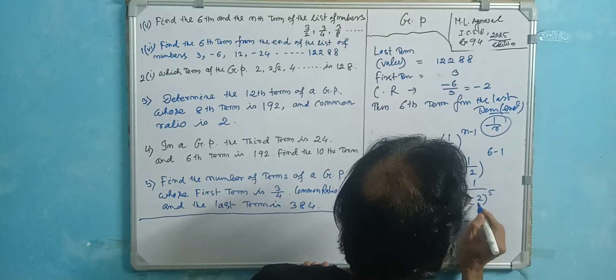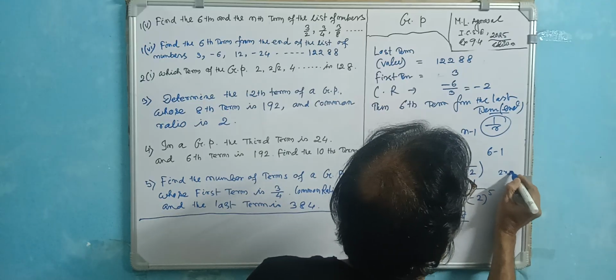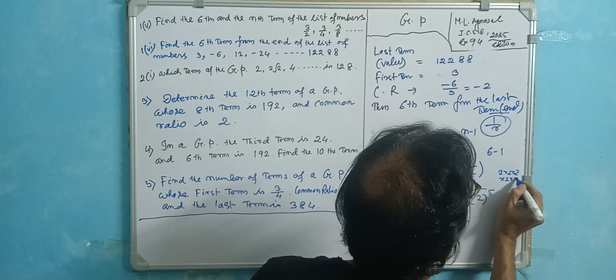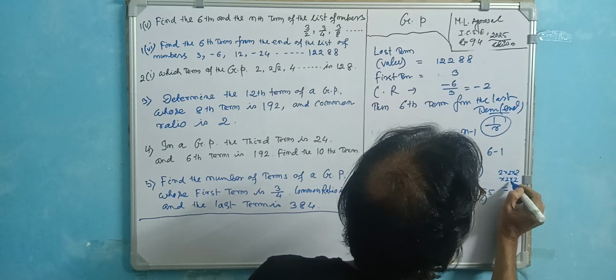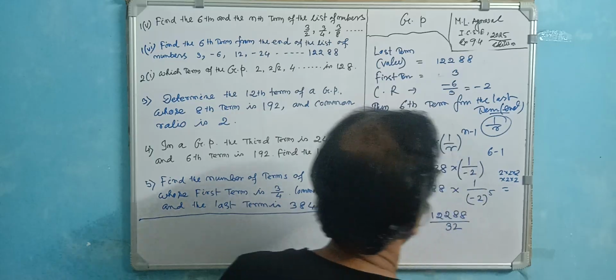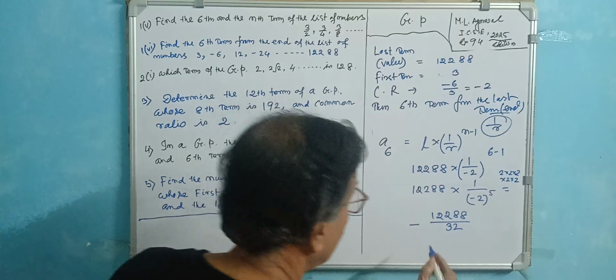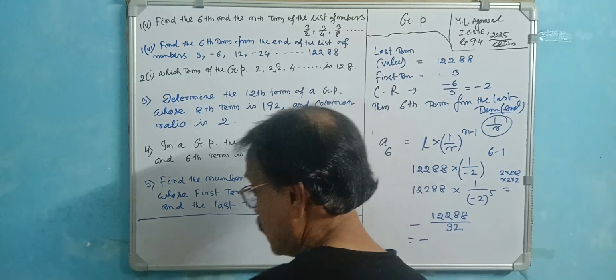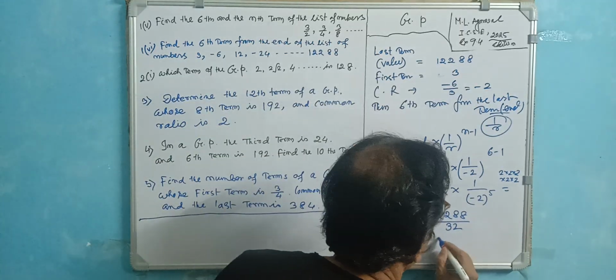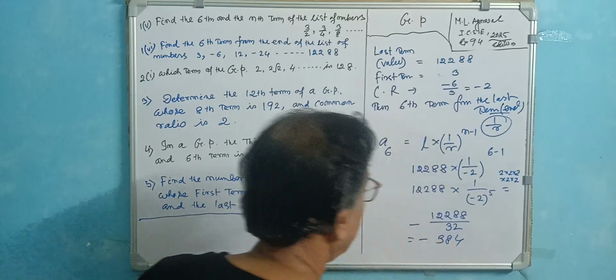12288 by 2 into 2 into 2 into 2 into 2: 2, 4, 8, 16, 32. So 12288 by 32. So the ultimate answer is minus 384. Just divide: 384.